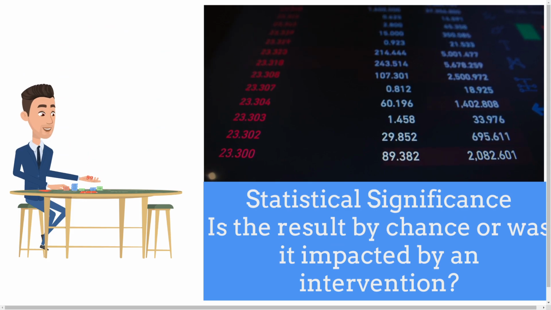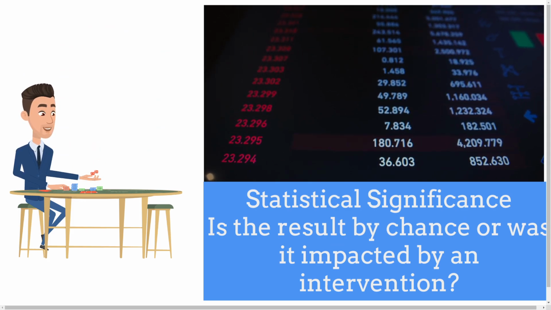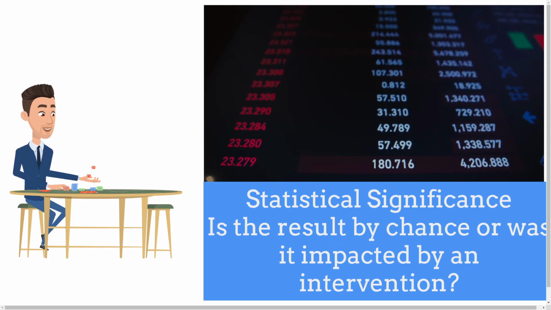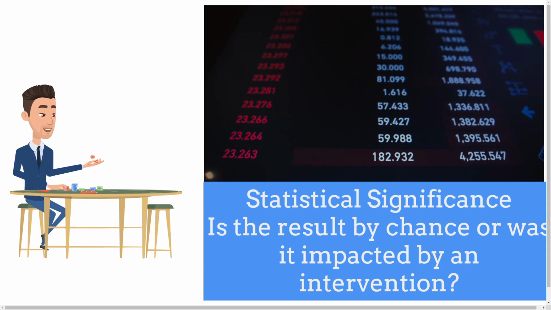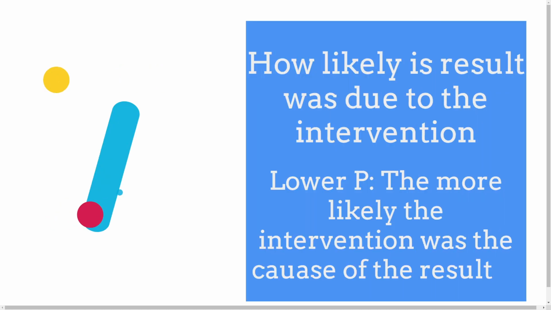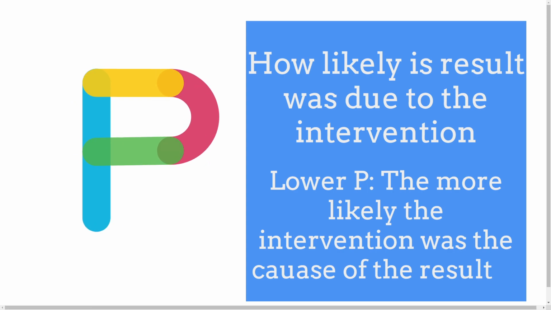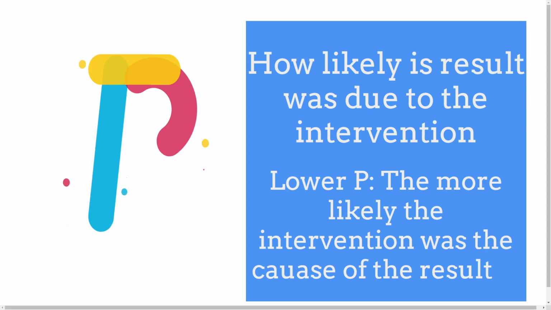If a result is statistically significant, it means that the results you observed are not likely to be a result of chance, meaning the experiment changed the outcome. The p-value is a number that tells you how likely it is that your data was the result of a specific cause. The lower the p-value, the higher likelihood that the results observed were caused by the intervention being studied.